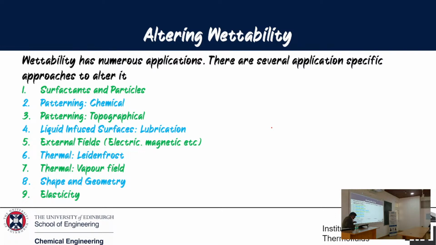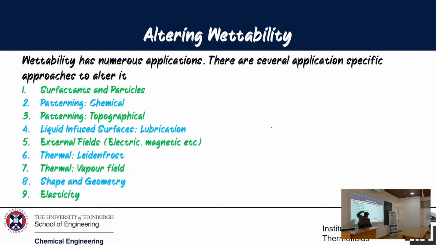Here I've listed about nine ways, but there are other ways as well. These are the most typical ways people do it. You can introduce another component, which is a surfactant or a particle. What I have not mentioned is you can use another volatile component as well. That changes the surface tension completely. So you've got additional fluids.